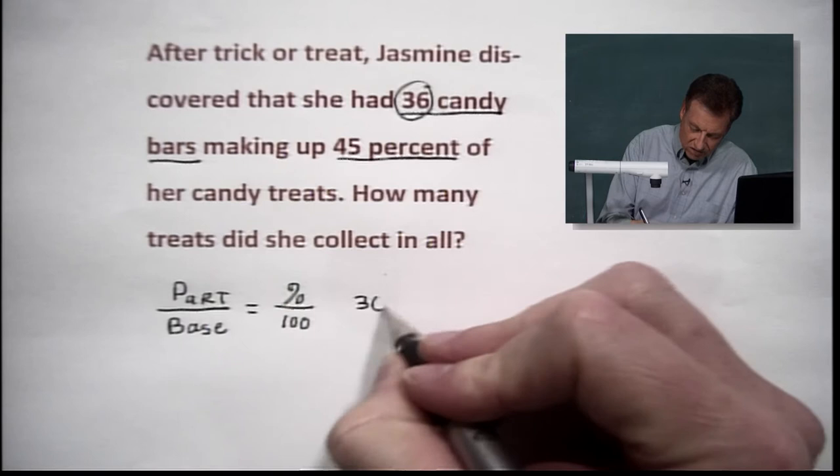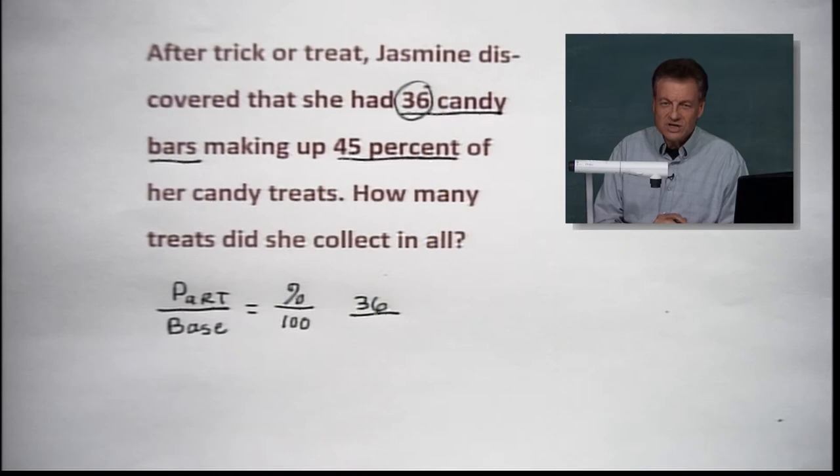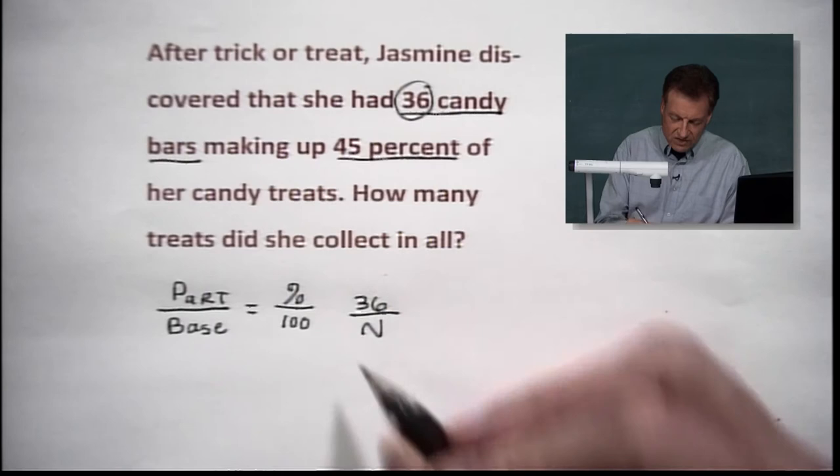Underneath that, do we know what she, that's the whole idea, isn't it? How many treats did she collect in all? We do not know what her total was, or her base. So we'll put an N down there for lack of anything better. It stands for a number.